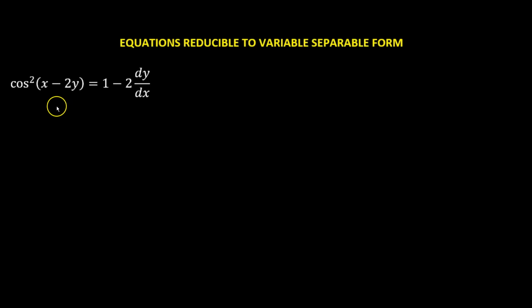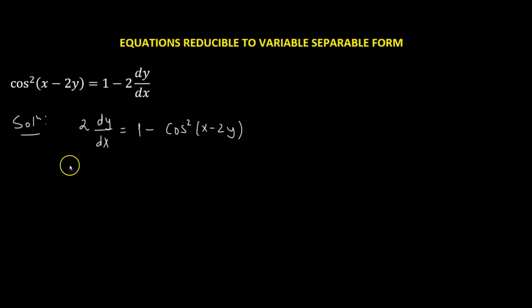So we need to find the solution to this differential equation by reducing it to a variable separable form first. So let us begin. Rewrite the given differential equation as 2 times dy over dx equals 1 minus cosine squared (x minus 2y).